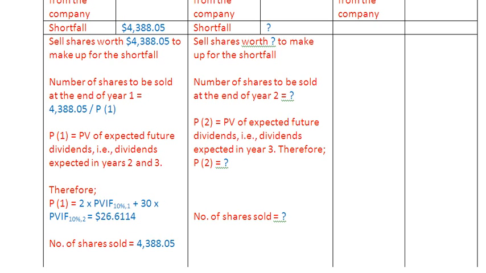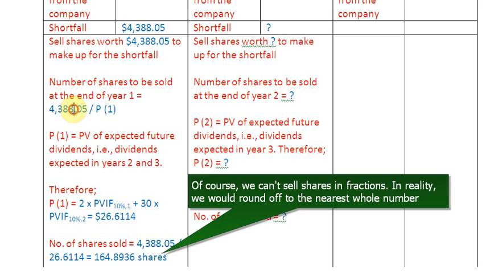4388.05 divided by our P1, which is 26.6114, and that should give you 164.8936 shares. So these many number of shares you need to sell at the end of year 1. If you sell these many number of shares at this price, you are going to generate this amount, and that is what you wanted to have, because your shortfall was this amount.